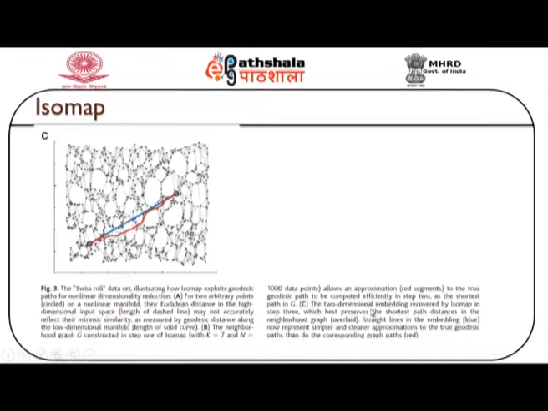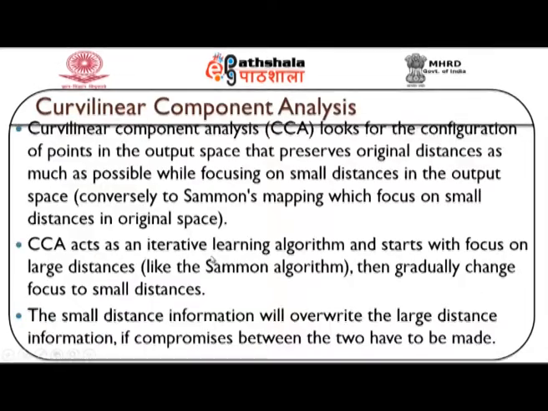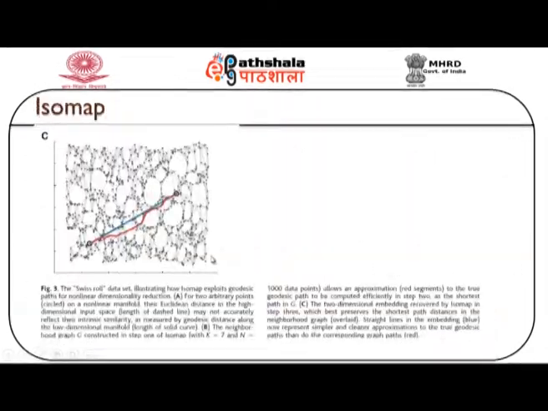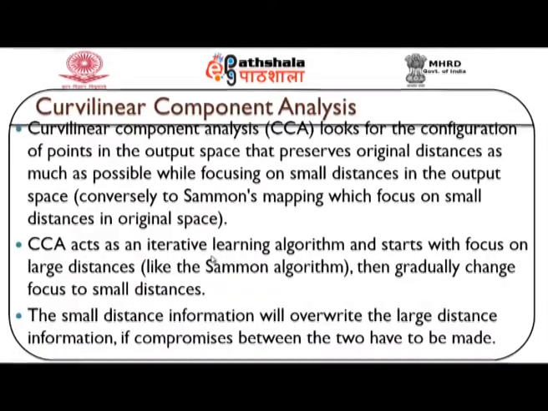Now, figure C represents the 2-dimensional embedding recovered by the isomap in step 3, which best preserves the shortest path distances in the neighborhood graph that is overlaid. The straight lines in the embedding, that is your blue line, represent the simpler and cleaner approximation to the true geodesic path and to the corresponding graph path. So, this picture gives a clear distance matrix.